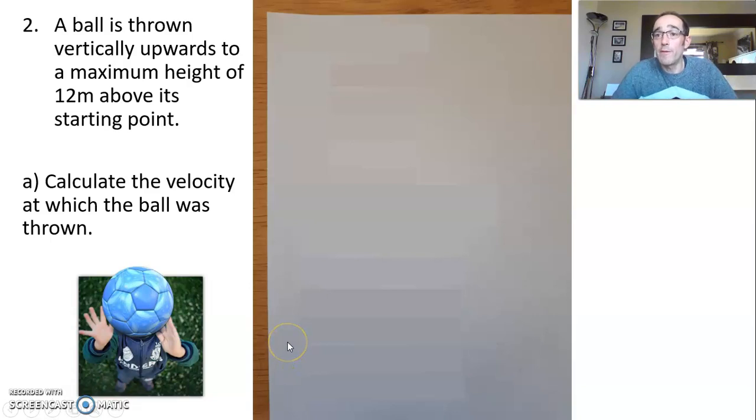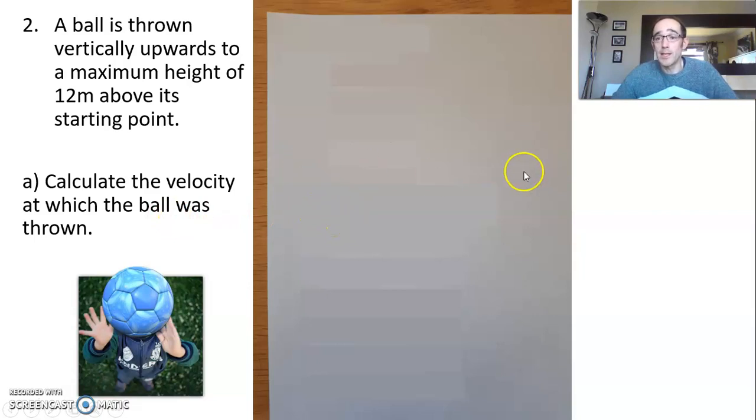Okay, for the final example in this video, I wanted to show you a situation where the direction is important to the question. So in this question, a ball is thrown vertically upwards to a maximum height, the word maximum there is important, of 12 meters above its starting point. And what we're looking to do is calculate the velocity at which the ball was initially thrown.